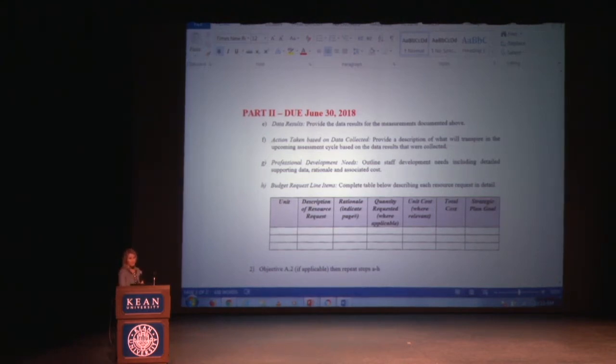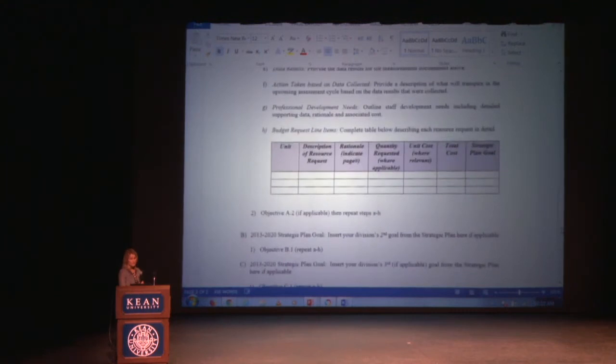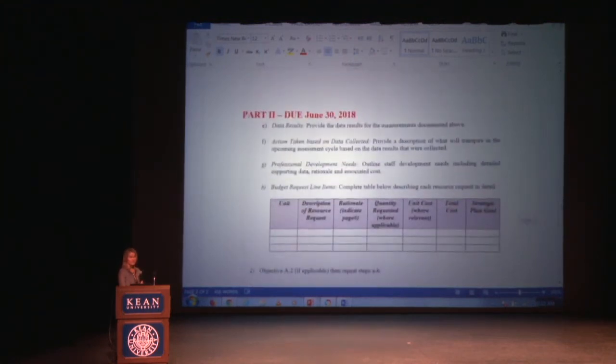Now in June, or for you on July 15th, we then submit the data results, the actions taken based on the data collected, again the professional development needs and budget line item requests. So this will be a summative report that you will provide, reflective of what you've done in the fall, and then on the efforts that have continued in the spring.